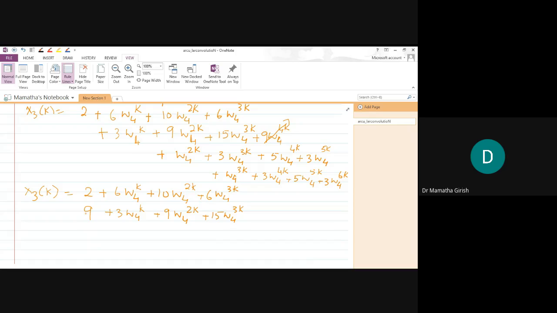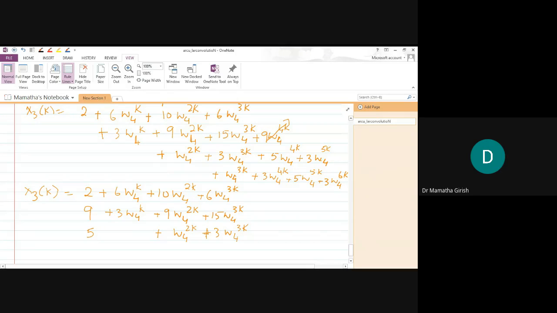No issues. Next, coming back to the third row. This term is W4 to the power of 2k as it is. 3 times W4 to the power of 3k as it is. Next, come back to this term here. Again, W4 to the power of 4 is basically 1, so 1 into 5 is 5. So this becomes 5 over here.